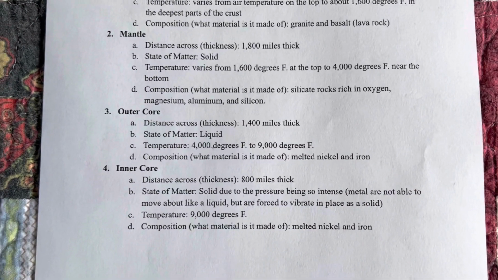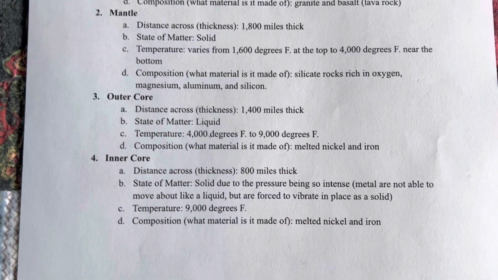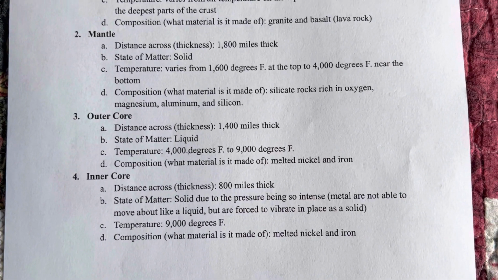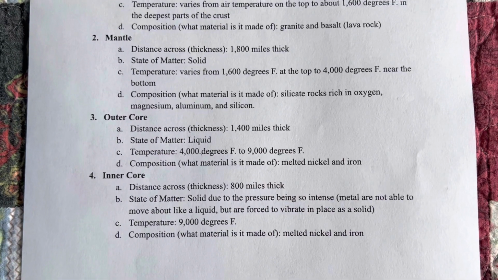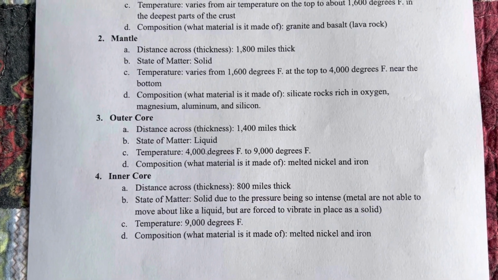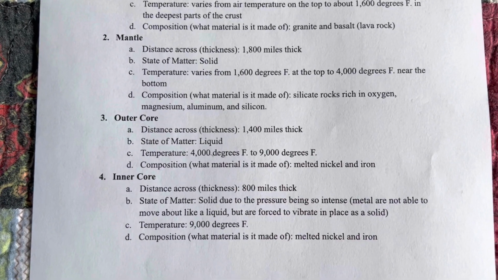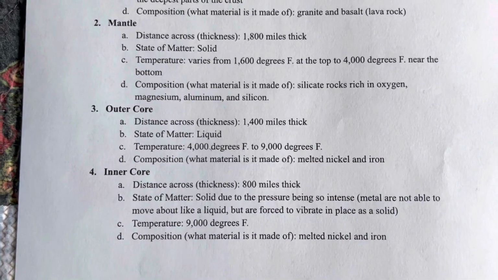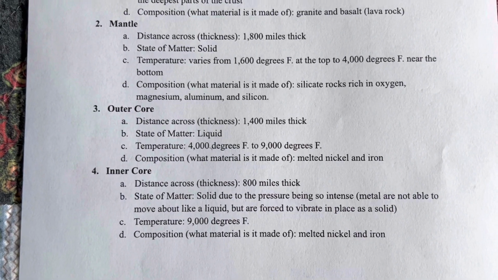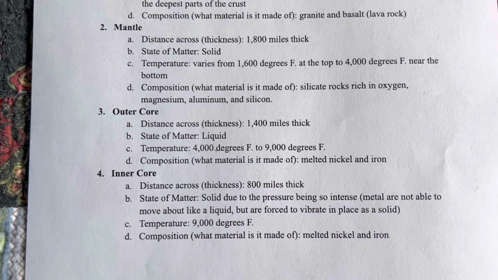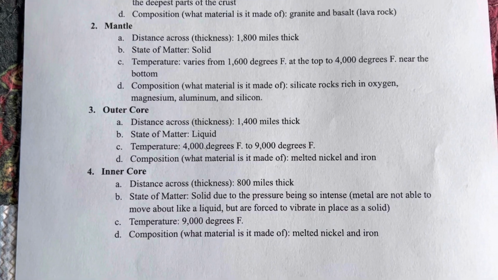And then lastly, we have the inner core, which is 800 miles thick. The state of matter is solid due to the pressure being so intense. Metals are not able to move about like a liquid, but are forced to vibrate in place as a solid. And the temperature of the inner core is 9,000 degrees Fahrenheit, and it is made out of the same composition as the outer core, which is melted nickel and iron.